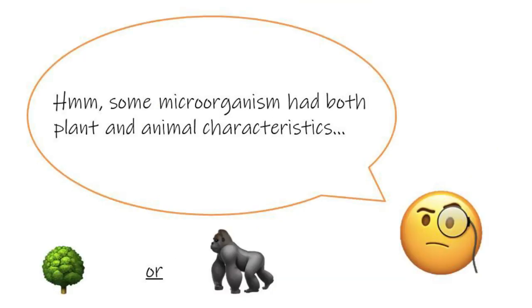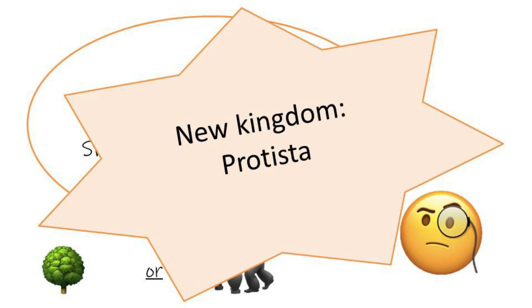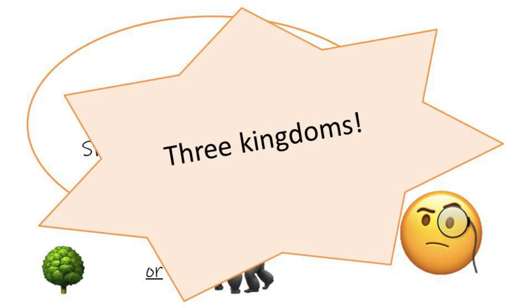With the development of better microscopes, biologists discovered that some microorganisms have both plant and animal characteristics. For example, Euglena contains chlorophyll, like plants, but can swim freely, like animals. To classify this type of organism, a new kingdom, Protista, was proposed in the 1860s. The two-kingdom system was replaced by a three-kingdom system.